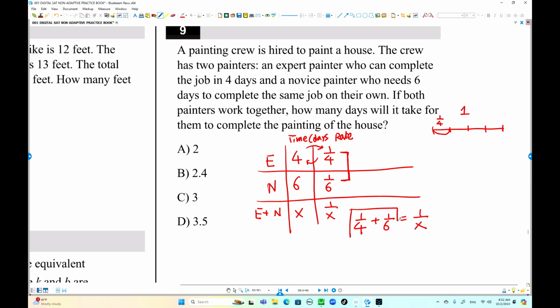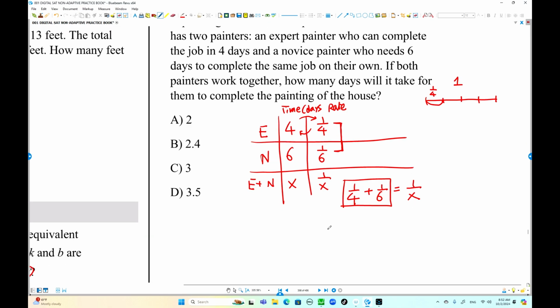After you find this number, take the reciprocal. This is 3 plus 2 over 12, which equals 5 over 12. What is the value of x? To find x, take the reciprocal of 5 over 12. X is 12 over 5, isn't it? It takes 2.5 days. Choice B is the answer.